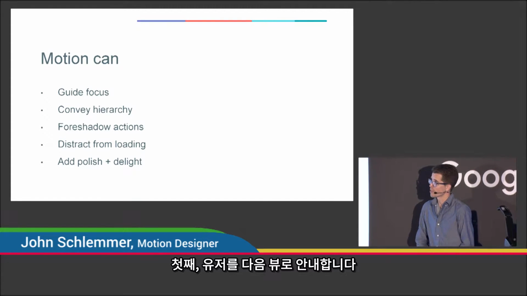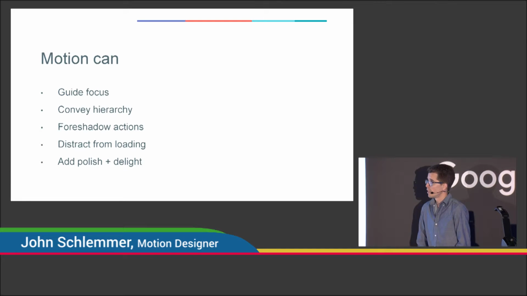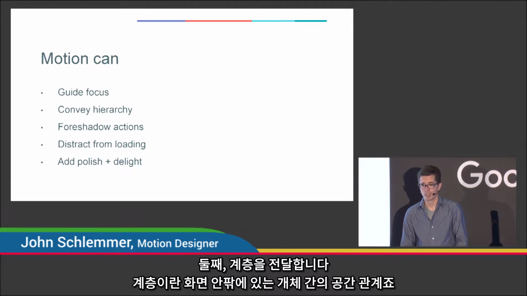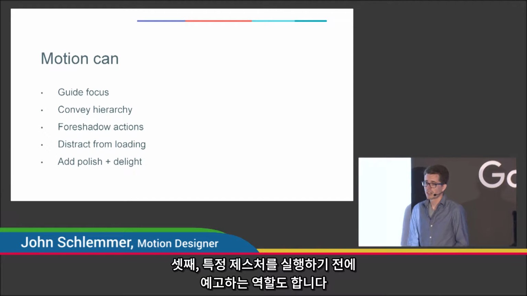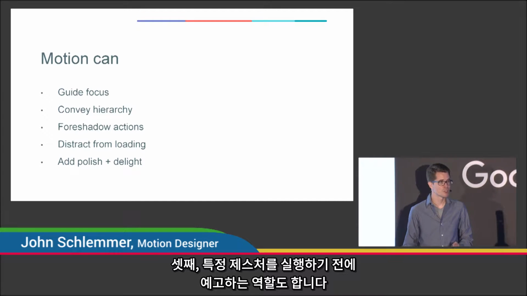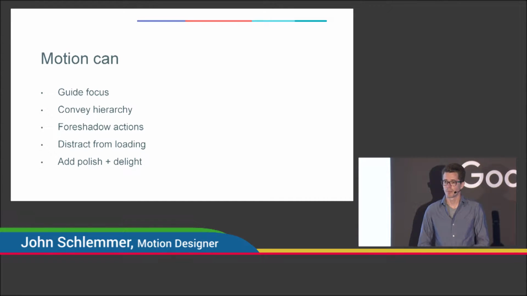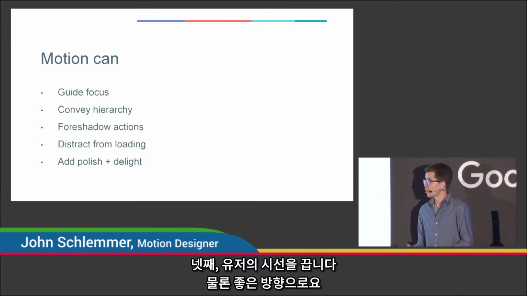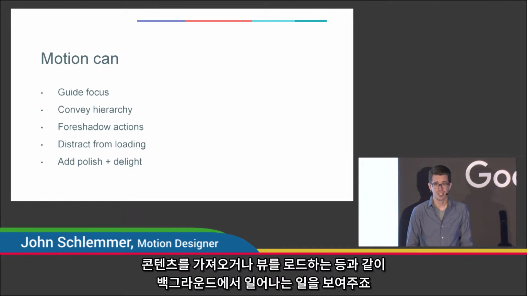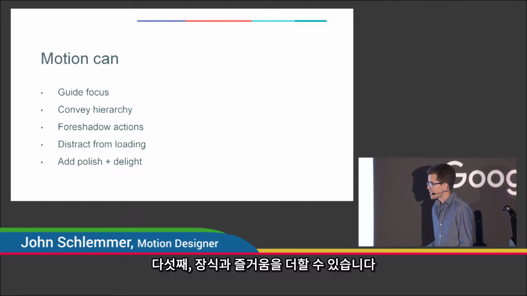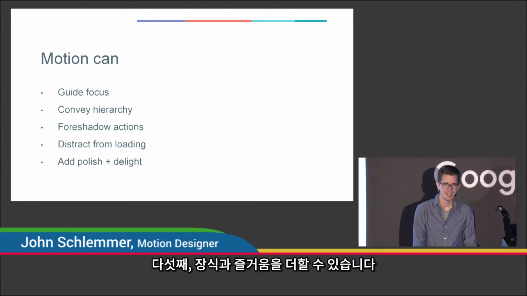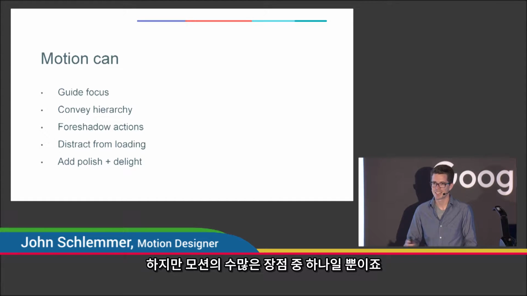First, it can guide users to the next view. It can convey hierarchy and spatial relationships between objects both on and off the screen. It can actually help foreshadow what a particular gesture might trigger before you trigger it. It can help distract you, in a good way, from what's going on behind the scenes, like fetching content or loading the next view. And yes, it can add polish and delight to the experience, but that's really just the icing on the cake here.